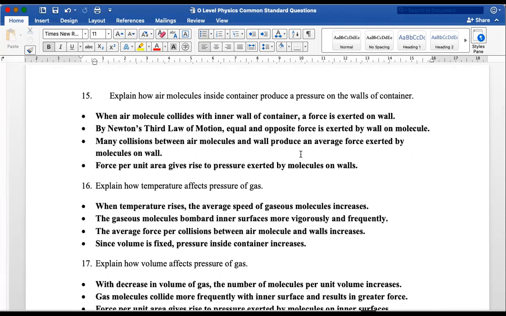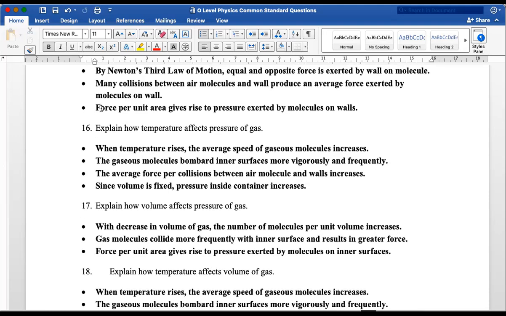Explain how air molecules inside a container produce a pressure on the walls of the container. This is a very popular question. When air molecules collide with the inner wall of the container, a force is exerted on the wall. By Newton's third law of motion, an equal and opposite force is exerted by the wall on the molecule. Many collisions between air molecules and the wall produce an average force exerted by the molecules on the wall. Force per unit area gives rise to pressure exerted by the molecules on the wall.